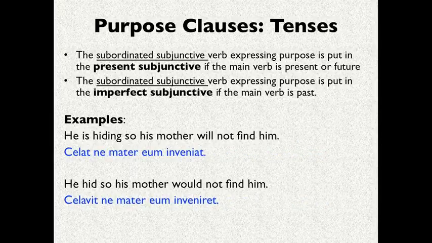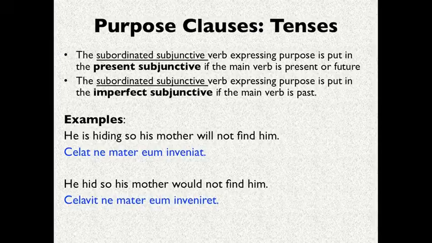Our final example. He is hiding so his mother will not find him. Our main verb in English is hiding. We express this in Latin as celat. Then we use a negative particle, ne, because this is a negative purpose clause. And our subjunctive verb is in the present tense because the phrase is hiding, or celat, is present.